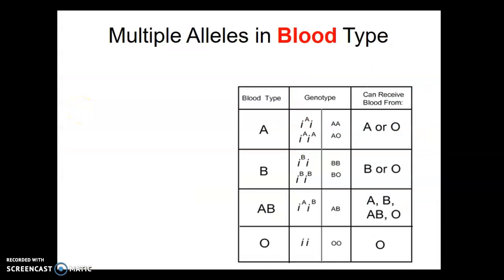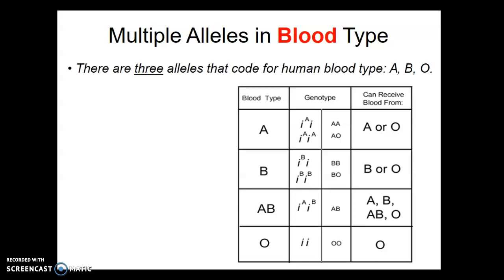Okay, here's another example of multiple alleles in blood types. We saw blood type as an example of codominance. Now we have blood type as an example of multiple alleles because we have more than two alleles. A is an allele, B is an allele, but O is also an allele, which causes the absence of the A or B proteins. So there are three different alleles that code for human blood type: the A, the B, and the O. You'll notice here in this chart that you see the letter I. We're going to actually use I's to represent blood type, believe it or not, when we look at our Punnett squares.